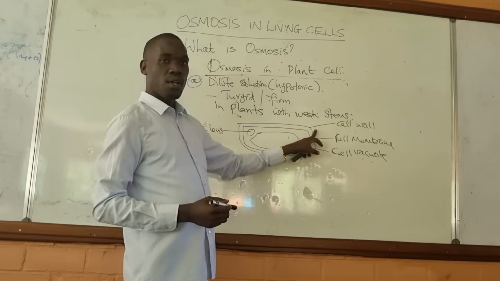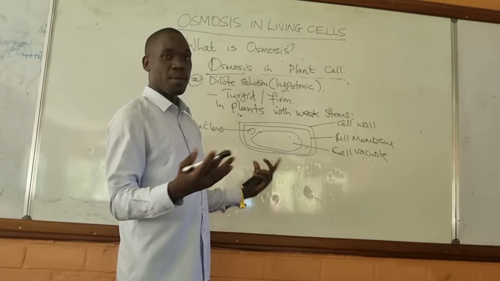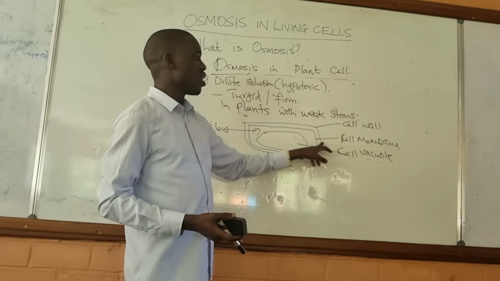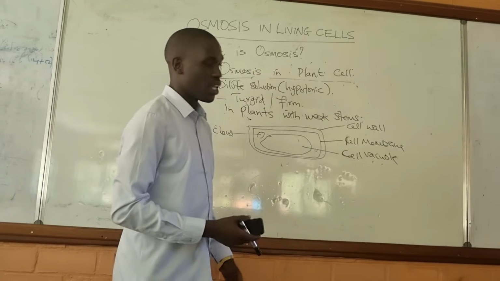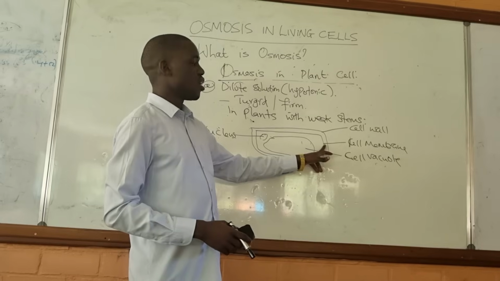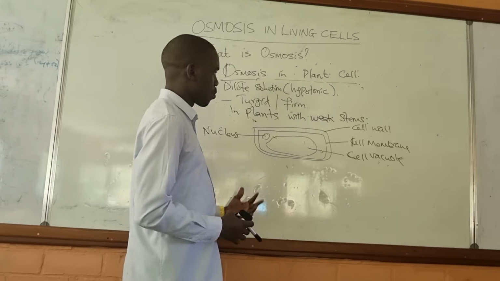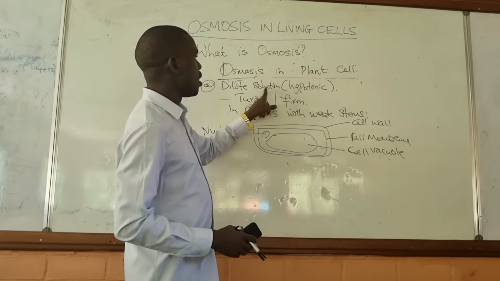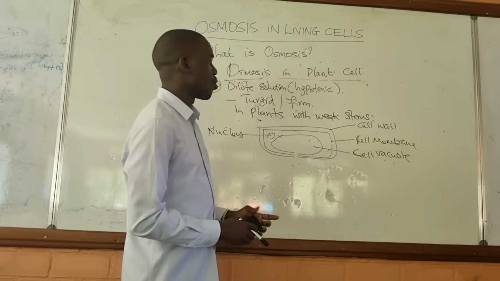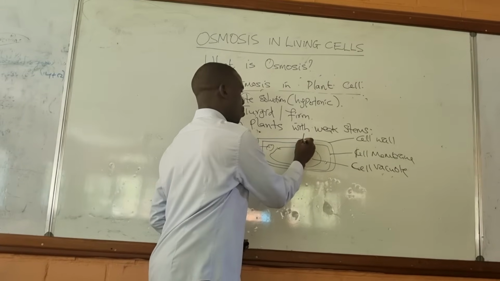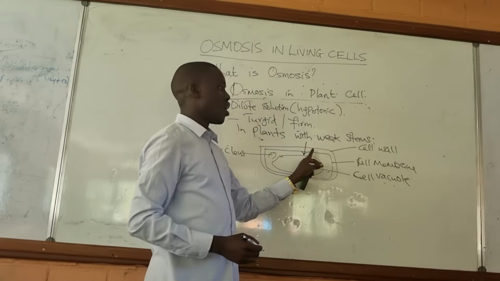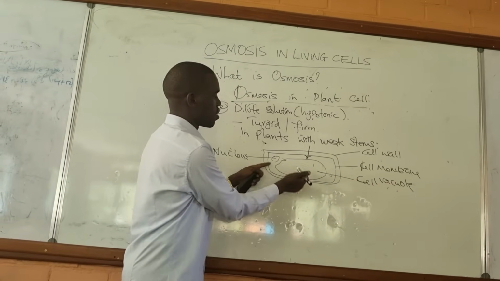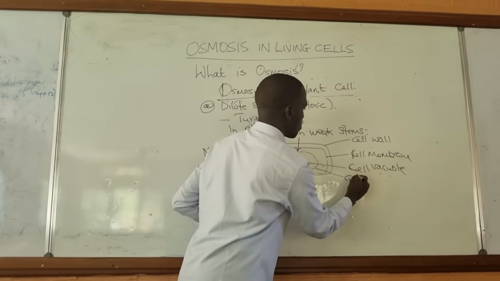So the cell wall is fully permeable. It's a fully permeable membrane. Then the cell membrane here is partially permeable. So this one allows some molecules, whereas it does not allow other molecules. So in a dilute solution, the water molecules are going to move past the cell wall into the cells through the cell membrane. Then the cytoplasm. So here we have the cytoplasm.